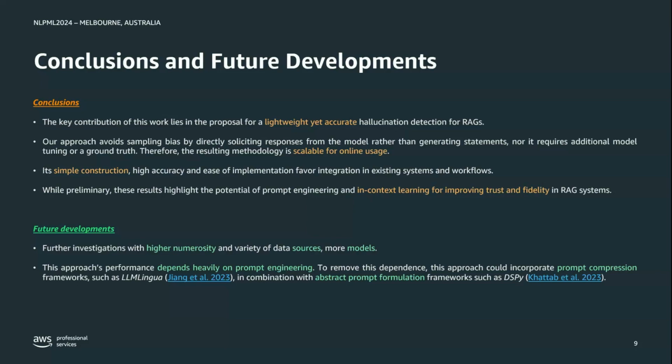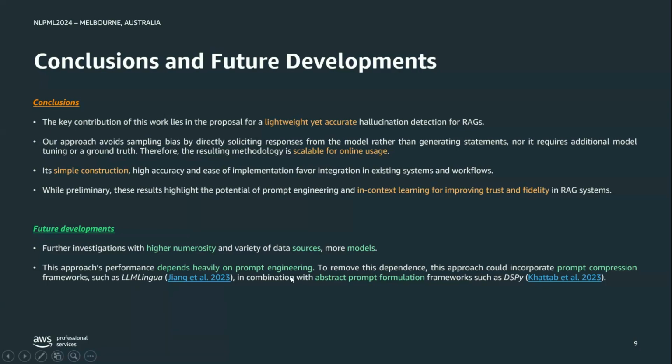To remove this dependence, there are two approaches that can be combined with this idea. The first is to incorporate prompt compression frameworks, which compress the prompts, trying to reduce their size while maintaining performances. This is extremely useful. For example, many times I was asked why your prompt has this specific length, or why do you have 8 examples in the prompt, why not 7 or 6? Prompt compression techniques can find an optimal trade-off, from a mathematical point of view, between prompt length and performances.